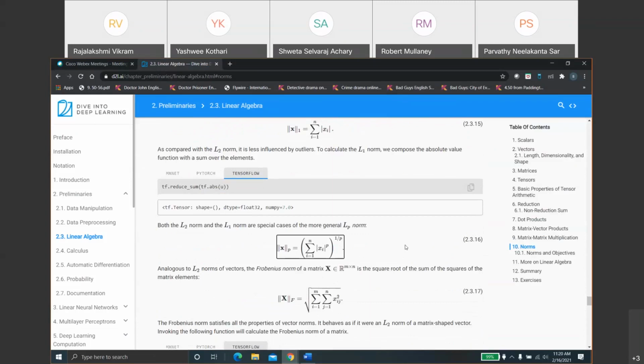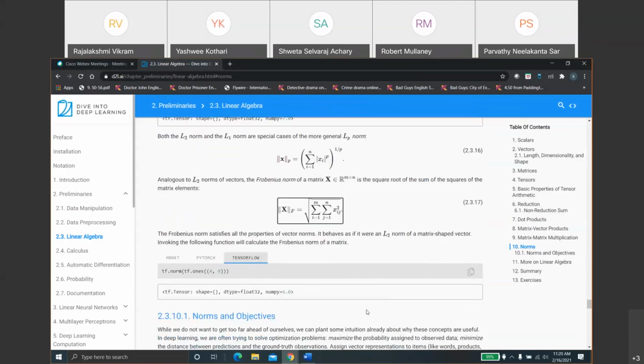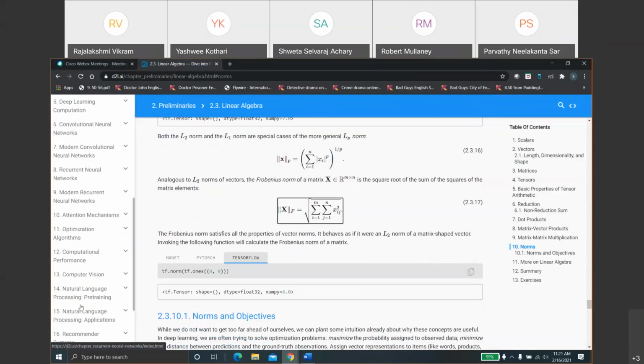For a matrix, the norm is called the Frobenius norm. So basically, it squares all the elements in the matrix, takes a summation and the root. That is the Frobenius norm. So you can simply call the norm function and pass your matrix, and it will give you the norm of your matrix. So these are the preliminaries. We go on to our main topic.